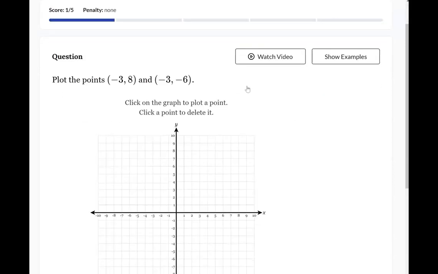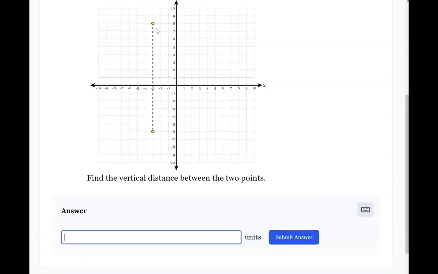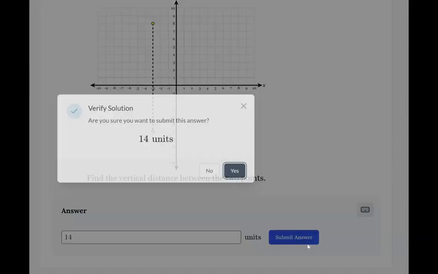Again, we'll try that one more time. Plot the 2 points, -3, 8, and -3, -6. And then count the units, or the boxes between the 2. 1, 2, 3, 4, 5, 6, 7, 8, 9, 10, 11, 12, 13, 14. So we're going to type that down here and submit.